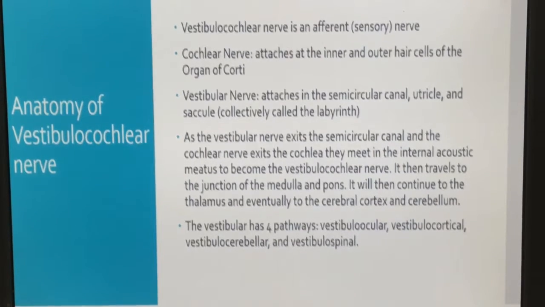As the vestibular nerve exits the semicircular canal and the cochlear nerve exits the cochlea, they meet in the internal acoustic meatus to become the vestibulocochlear nerve. It then travels to the junction of the medulla and pons. It will then continue to the thalamus and eventually to the cerebral cortex and cerebellum. The vestibular has 4 pathways: the vestibulo-ocular, the vestibular cortical, the vestibular cerebellar, and the vestibulospinal.